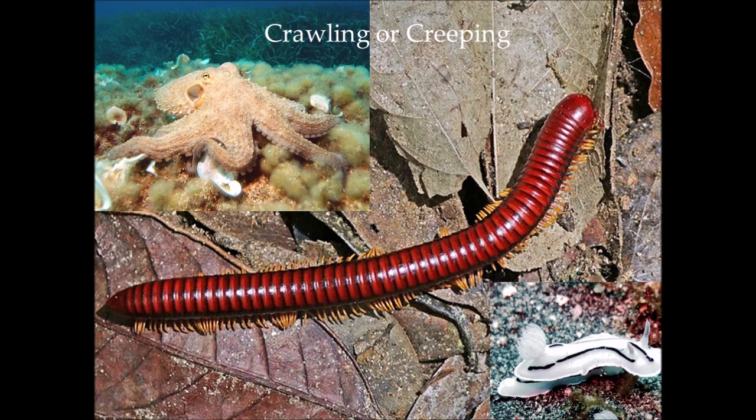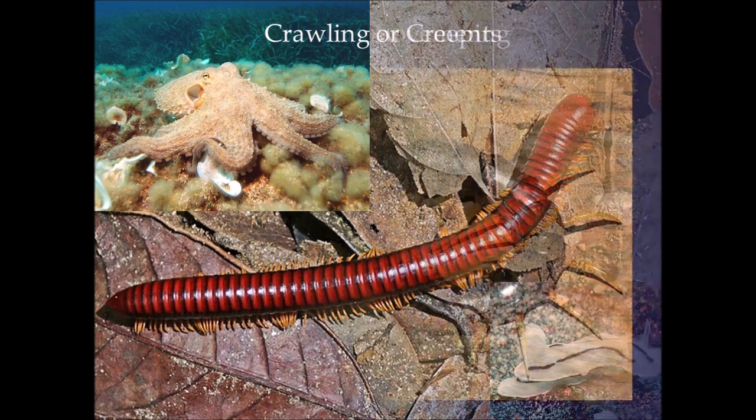Crawling or creeping, this is typical of creatures like millipedes, which use peristaltic contractions of their many legs to move forward, and creeping is also typical of undersea creatures like octopus, which move underwater along the seabed by crawling or creeping.